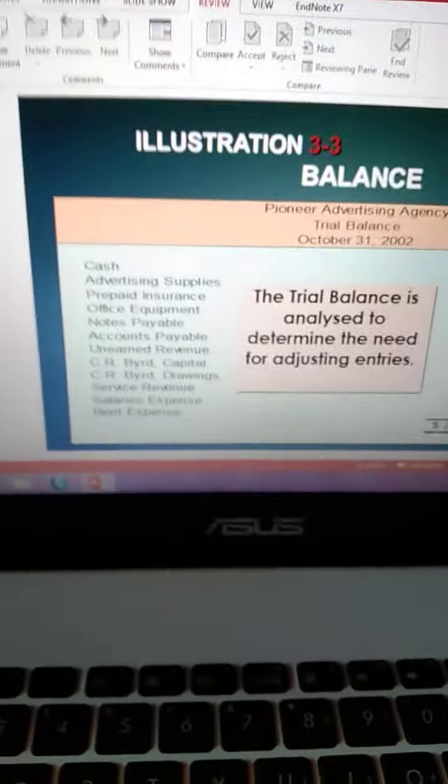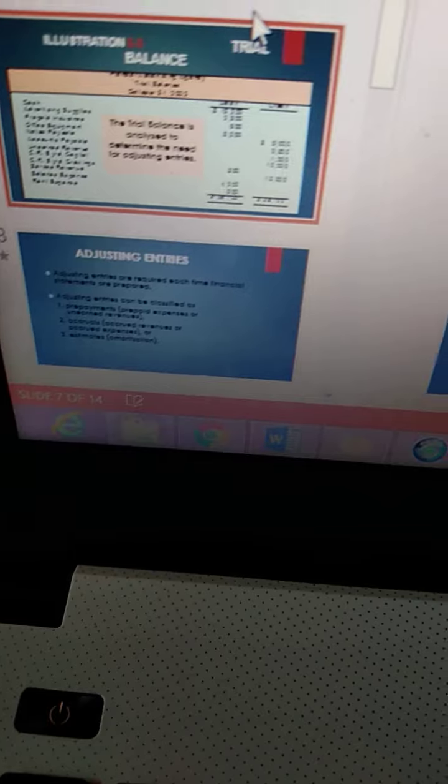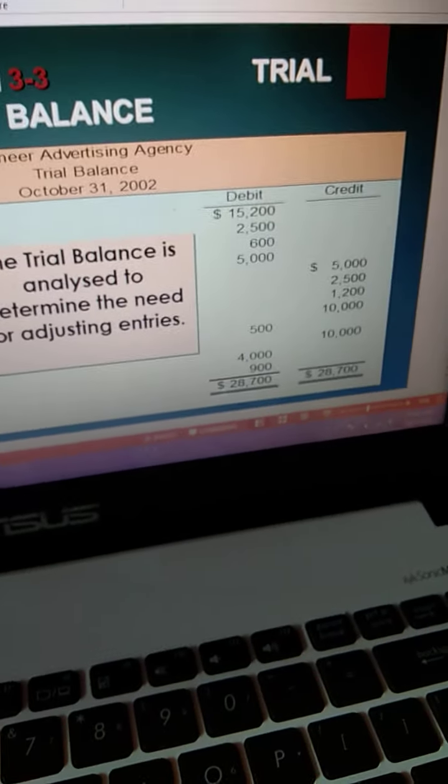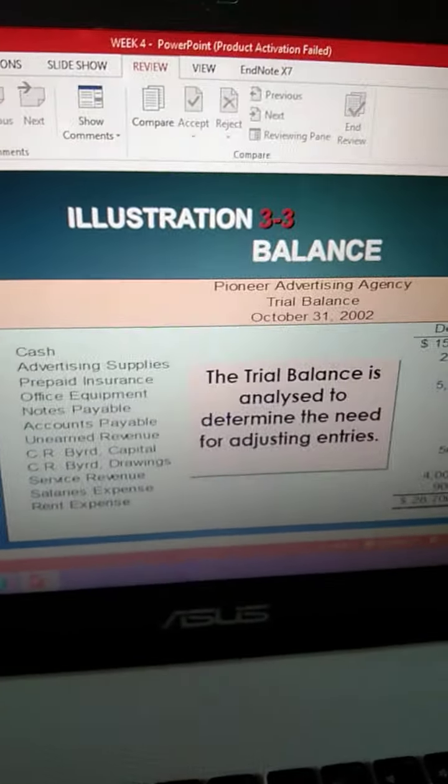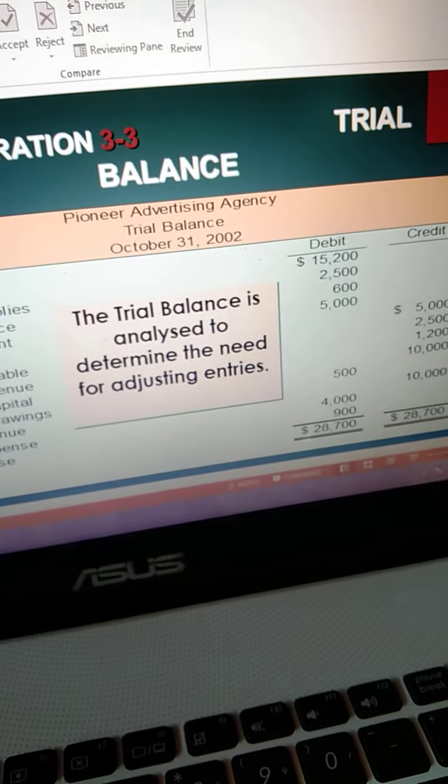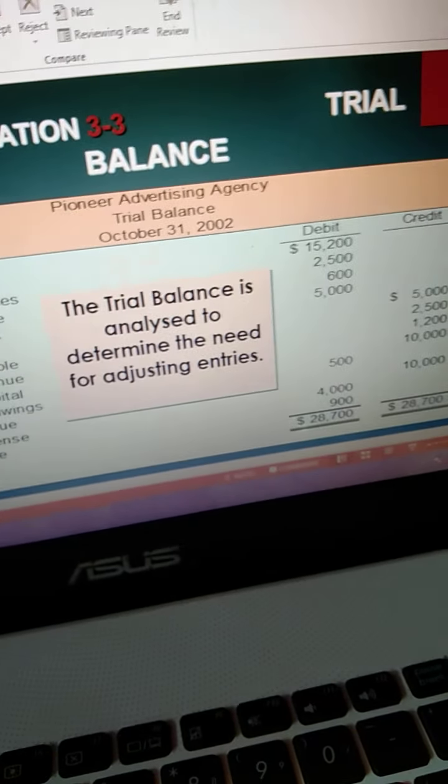Okay, so if you see from here, it is just 14 slides, so it's not much. The things that you need to understand from this chapter, it is about only the format. Okay, the format of what? The format of income statement and also balance sheet. So later I will show you.